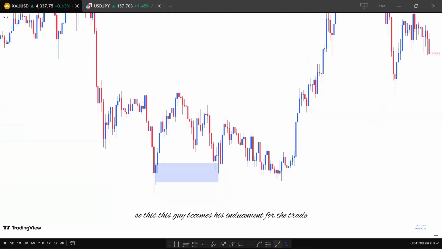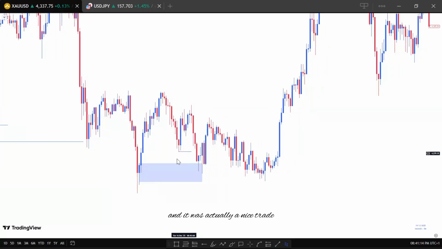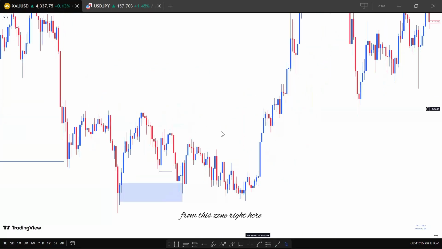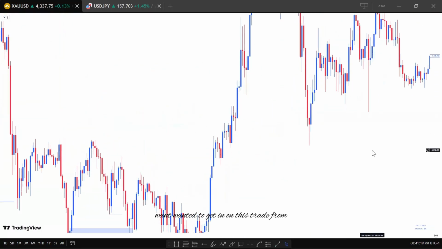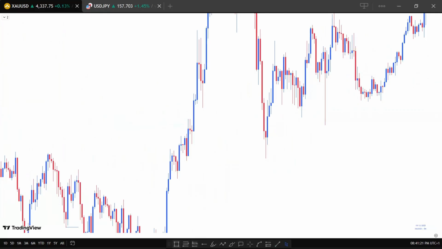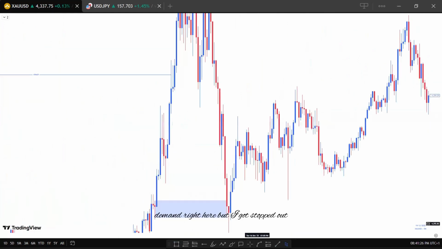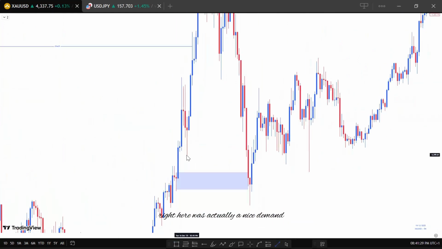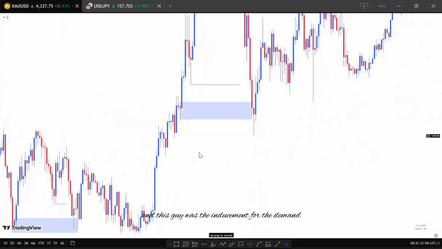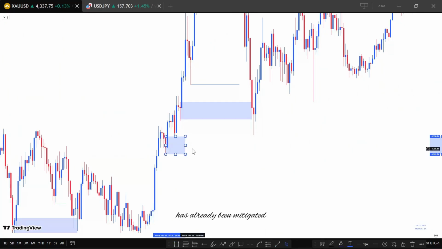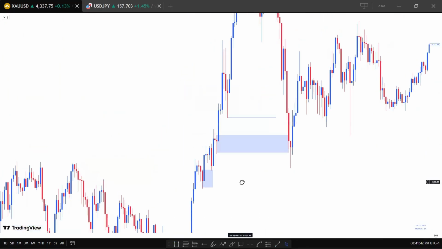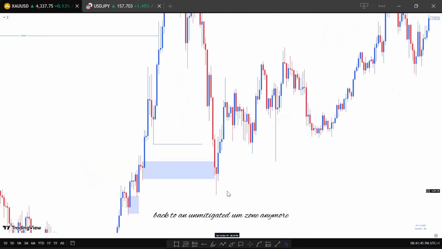So this becomes his inducement for the trade, and it was actually a nice trade from this zone right here. So I actually wanted to get in on this trade from this demand right here, but I got stopped out, because this demand was actually a nice demand, and this was the inducement for the demand. So I really did not expect price to come below this because this has already been mitigated, and we don't expect price to come back to an unmitigated zone anymore.